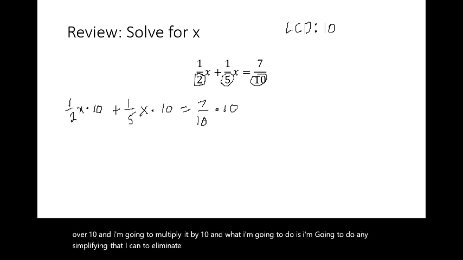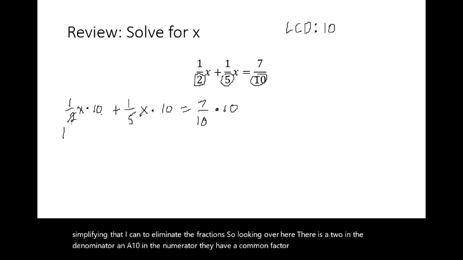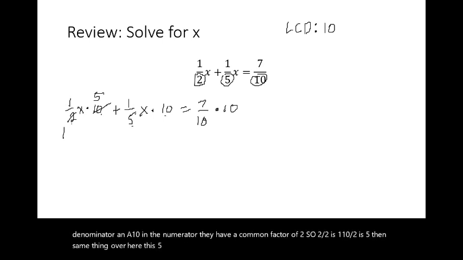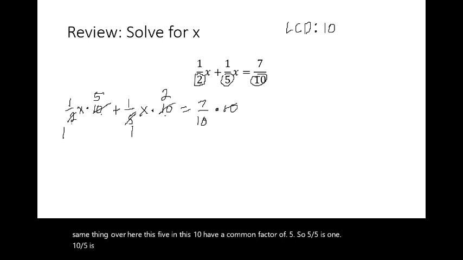Looking over here, there's a 2 in the denominator and a 10 in the numerator. They have a common factor of 2, so 2 divided by 2 is 1, 10 divided by 2 is 5. Then same thing over here. This 5 and this 10 have a common factor of 5, so 5 divided by 5 is 1, 10 divided by 5 is 2. And then over here, 10 divided by itself is 1.